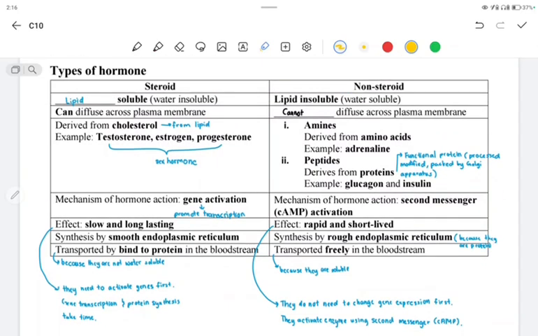And then our non-steroid hormone is synthesized by rough endoplasmic reticulum because they are protein, and then they are transported freely in the bloodstream because they are soluble.